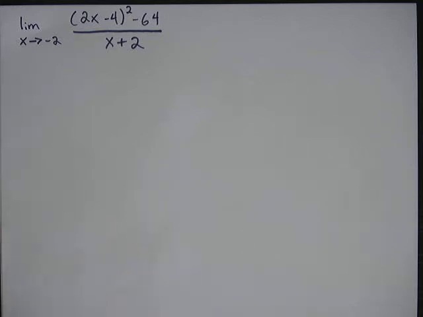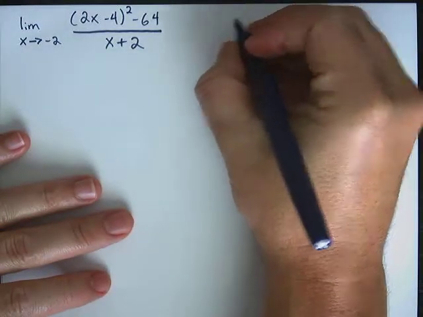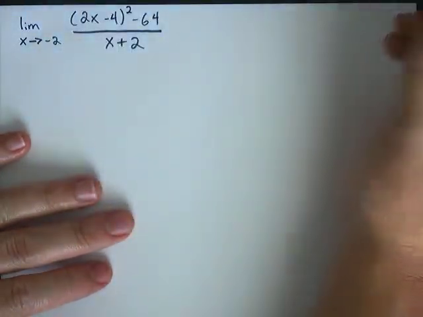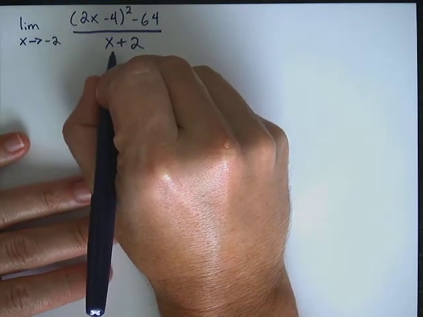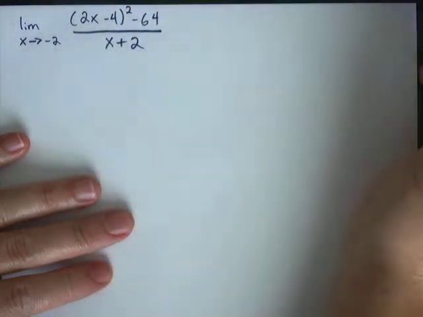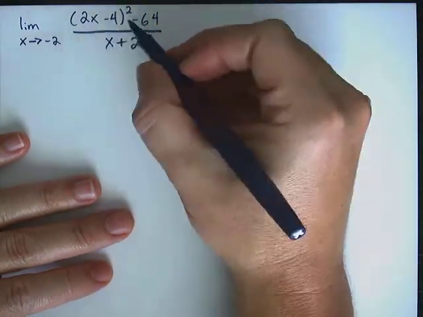Okay, in this problem we're asked to find the limit as x approaches negative 2 of (2x - 4)² - 64 over x + 2. So the first thing you should probably try is to plug in a negative 2 and just see what you get. But you can see if you plug in a negative 2 here in the denominator, you're going to get a 0 on bottom. And that's probably true of the top as well.